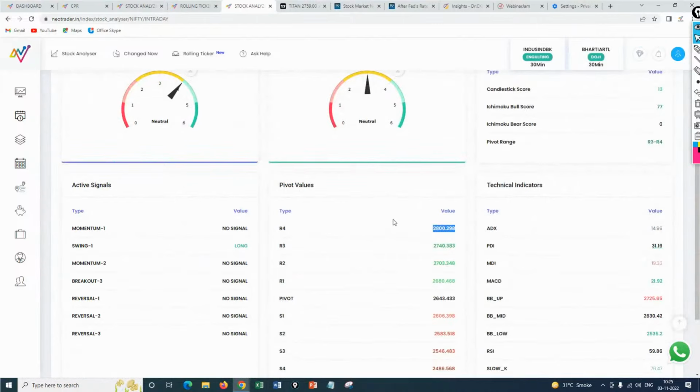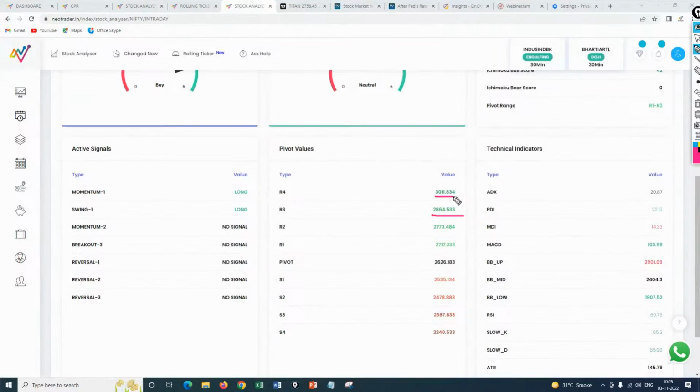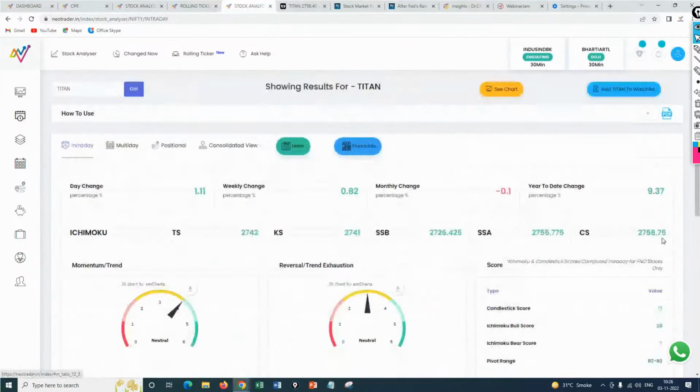So what I'll do, I can go to positional. And over here, I got 2864, 3011. I got even higher levels now. Okay, so that is how you need to go, and you need to find higher targets. That is one option. Another option is to use this thing called ATR.